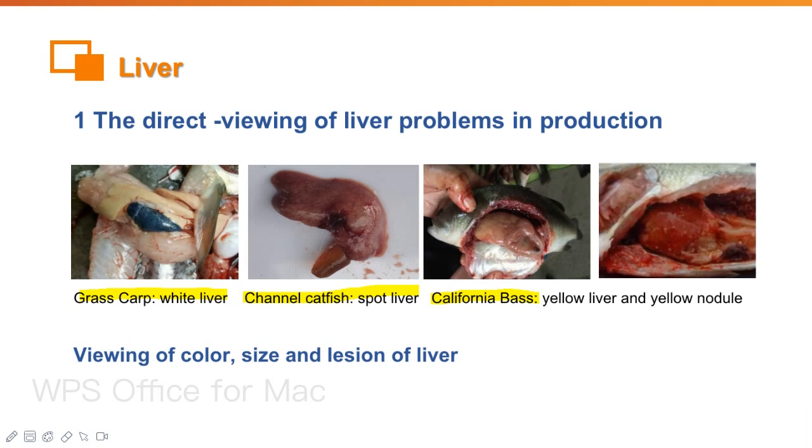And the second viewing is abnormal size of a liver. The liver is too large, too small, or atrophied. The third is lesion, for example, yellow nodules and bleeding spots on the liver.